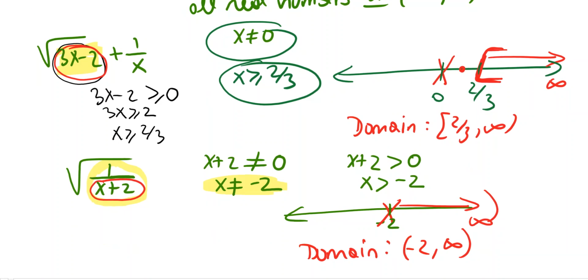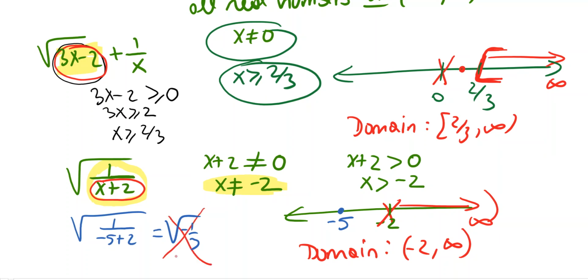So it can't be anything less than negative 2. For example, if you have negative 5, then you would have square root of 1 over negative 5 plus 2, which is square root of negative 1/3, but this is not possible in the real number system. This is a complex number.